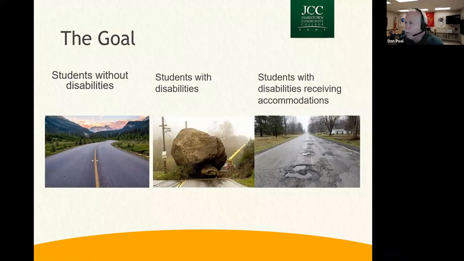So our goal through the Accessibility Services Office is, with accommodations, to remove that barrier, remove that boulder, remove your rock, whatever it is that's getting in the way of your education, and make the road look a little bit more like the one all the way on the right.